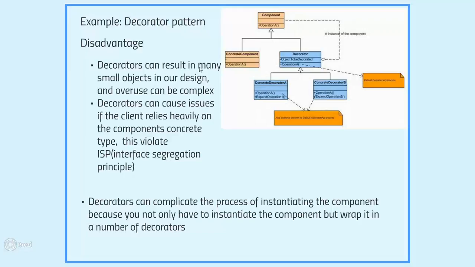which will make your code hard to organize. Another thing is that decorators can cause issues if the client relies heavily on the component's concrete type. This violates the ISP, which is the Interface Segregation Principle. One more disadvantage is that decorators can complicate the process of instantiating the component, because you not only have to instantiate the component but also wrap it in a number of decorators. Especially if the number of decorators is huge, the instantiation becomes more complicated.